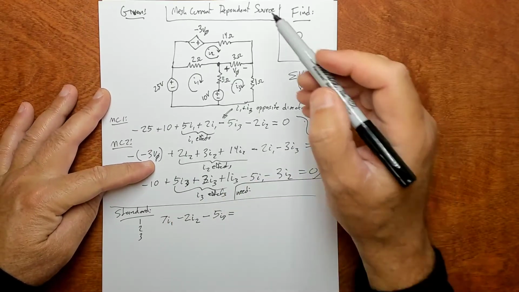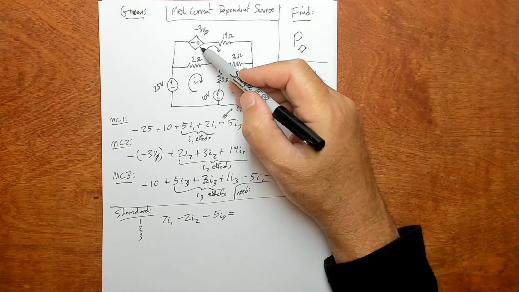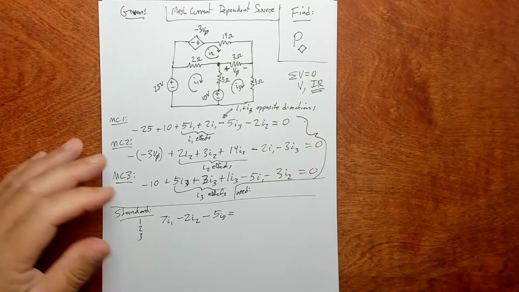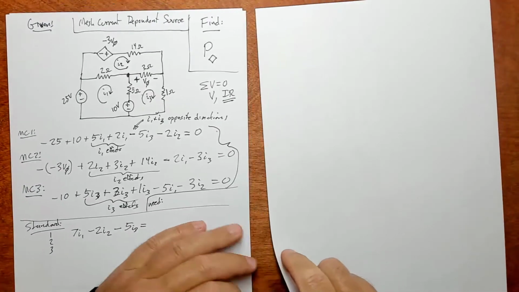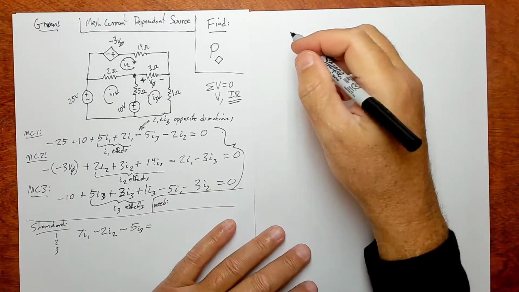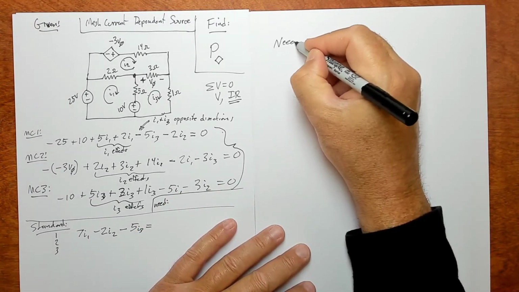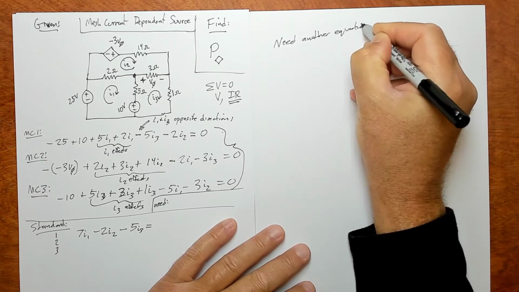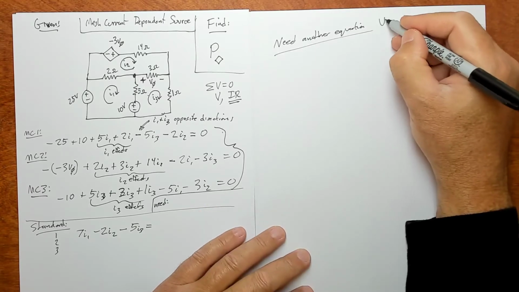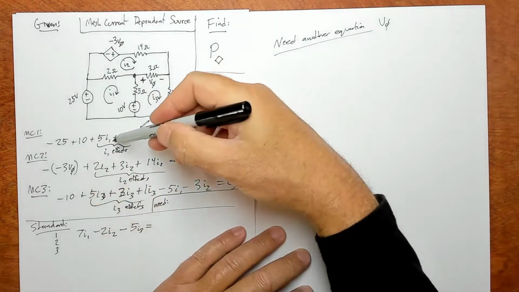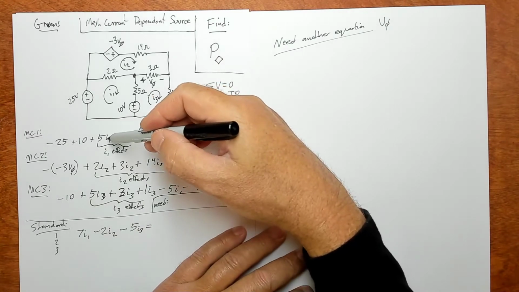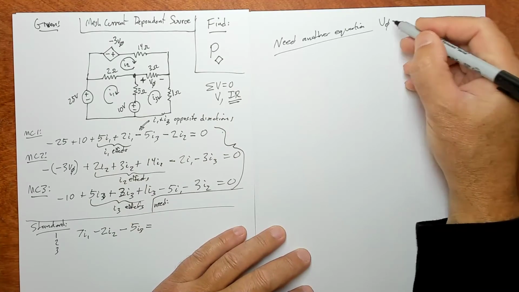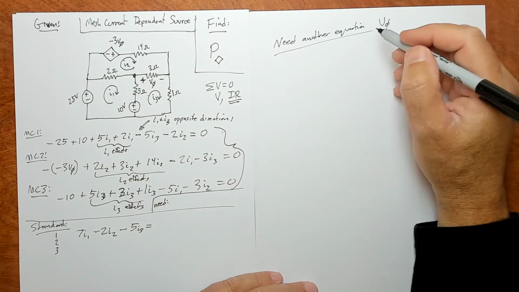So I can use another piece of paper. So here, let me write this out. I need another equation because I have this V phi thing floating around in here, and there's too many unknowns. There's I1, I2, and I3, and then there's V phi. So I need to express V phi in terms of something else.